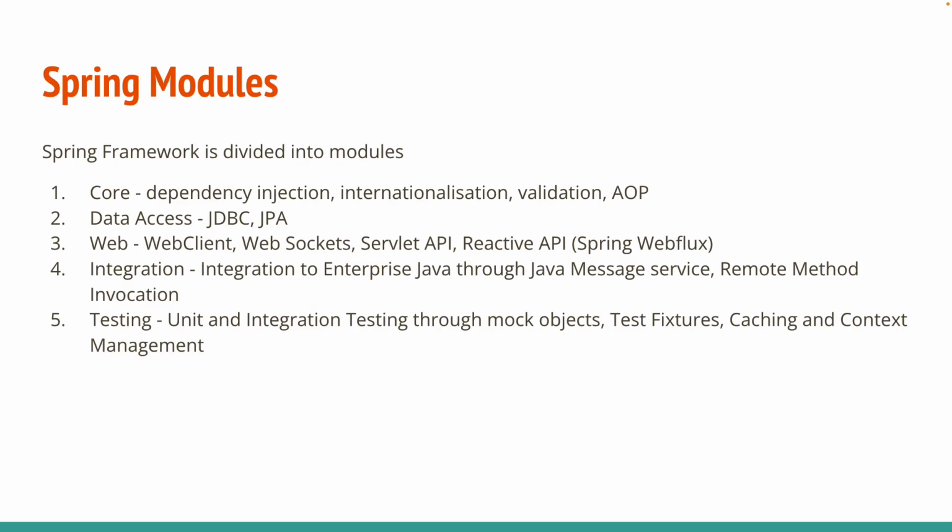So let's talk about Spring modules. The Spring framework was divided into modules. We have the core module, which is the base of the Spring framework. We are talking about dependency injection, internationalization, validation, aspect-oriented programming. We have also data access: Java Database Connectivity and Java Persistence API. And we are talking also about web.